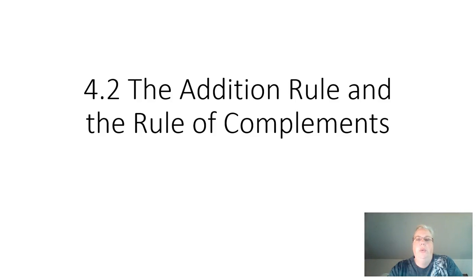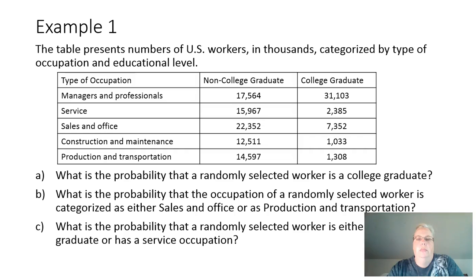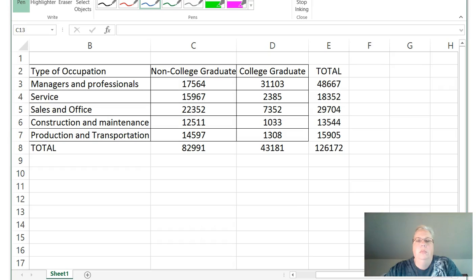Section 4.2, the addition rule and the rule of complements. Example 1. The table presents the numbers of U.S. workers in thousands categorized by type of occupation and educational level. A. What is the probability that a randomly selected worker is a college graduate?